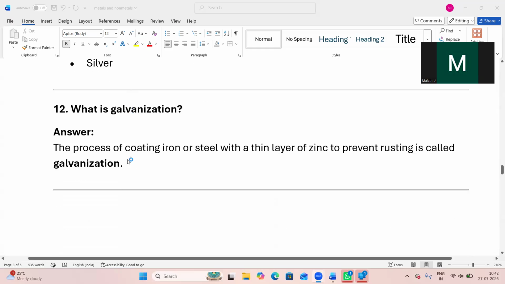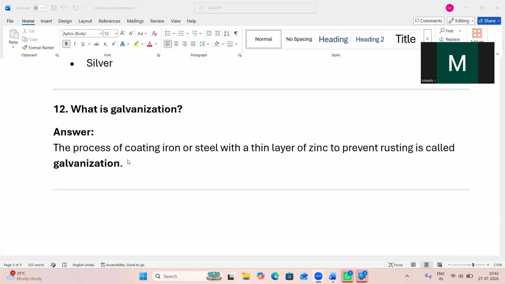Then, what is galvanization? To avoid rusting, here iron will react with air and moisture. To avoid that reaction, we have to do galvanization. The process of coating iron or steel with a thin layer of zinc to prevent rusting is called galvanization. Iron reacts with air and moisture very fast.